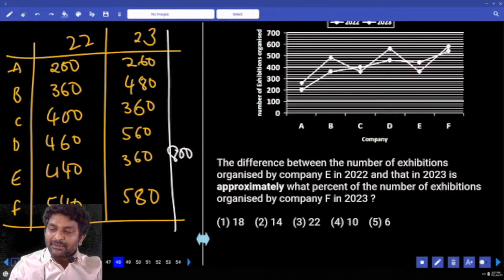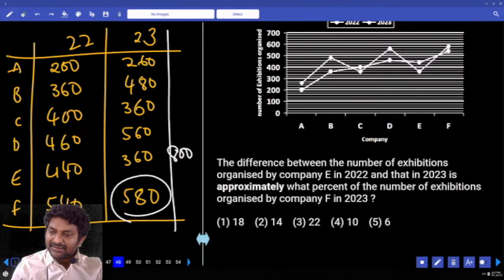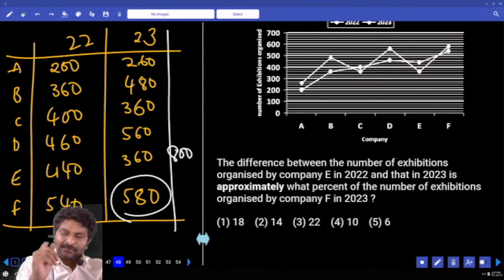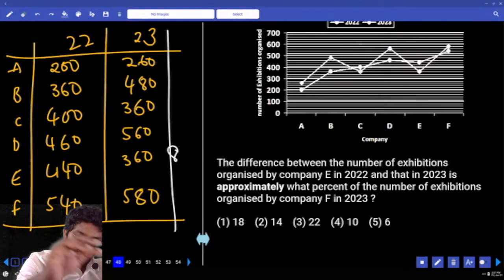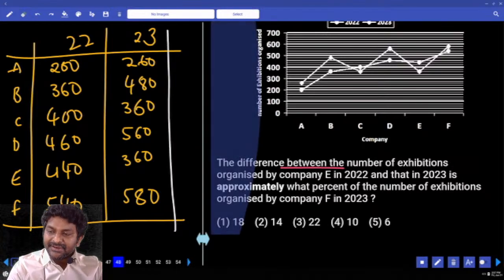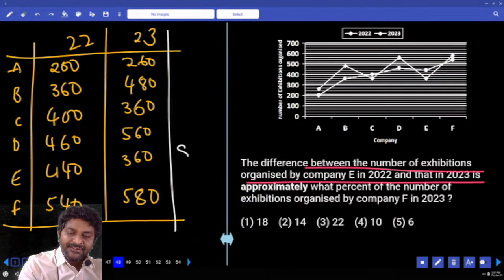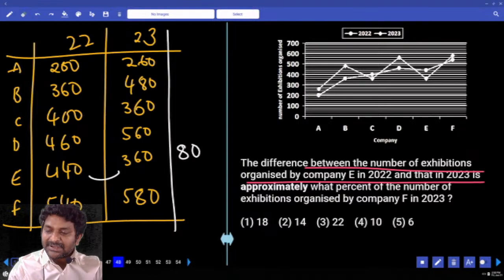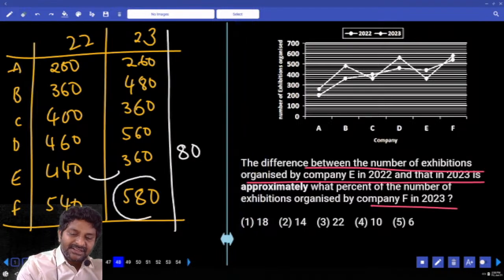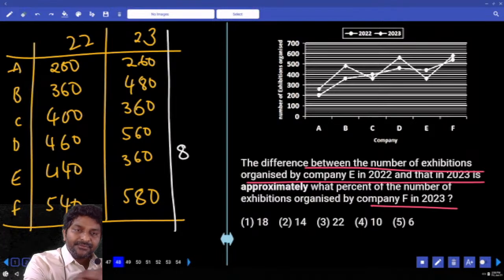80 is approximately what percent of the number of exhibitions organized by F in 2023? F in 2023, right. And we were asked to calculate the difference between exhibitions organized by E in 2022 and 2023. How much is the difference here? 80. Which is a percentage with respect to F in 2023? That is, so it is 80 out of?